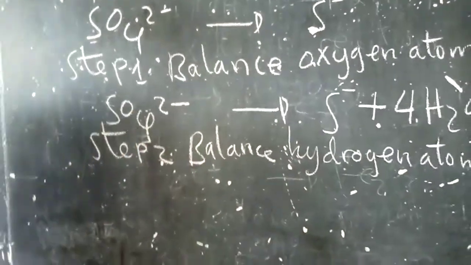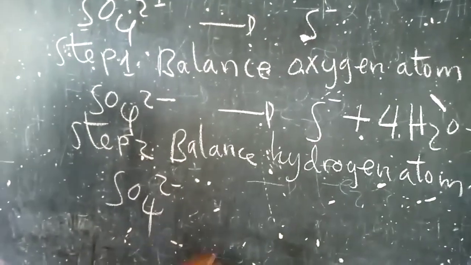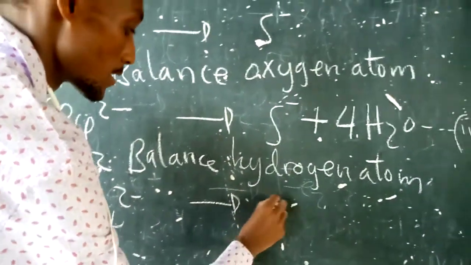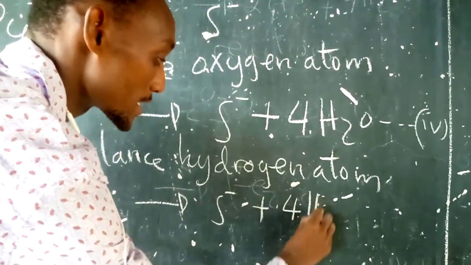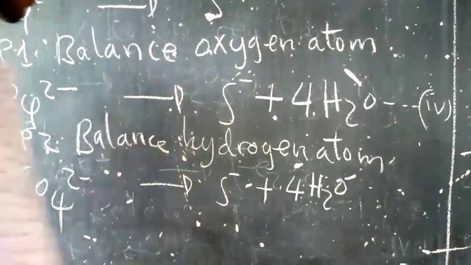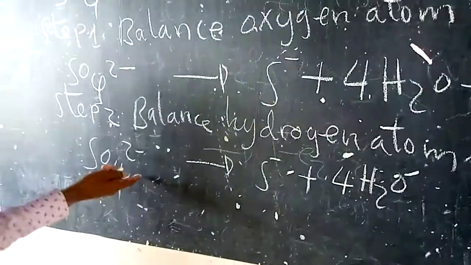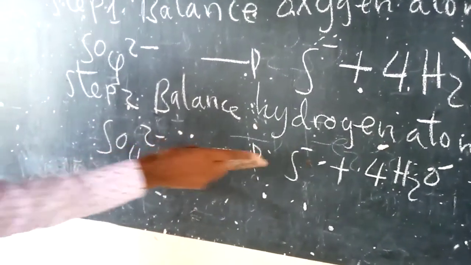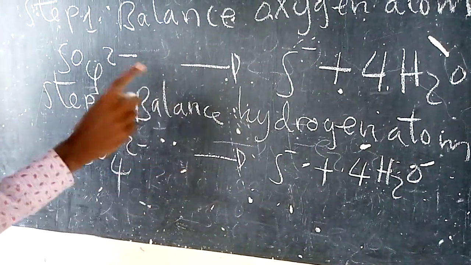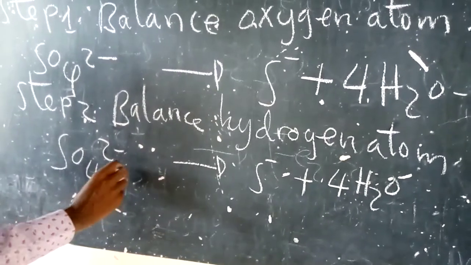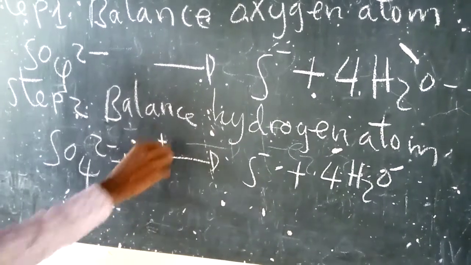Very simple. Take your equation as it is: sulfate, SO4 2 negative, to form sulfide, S 2 negative, plus 4 water molecules. Understood? Hydrogen is 8 in the product side and there is none in the reactant side, so we have to balance hydrogen. It will be 4 times 2, which gives 8. So we have to add 8 hydrogen protons in the reactant side so that we balance the hydrogen atoms.